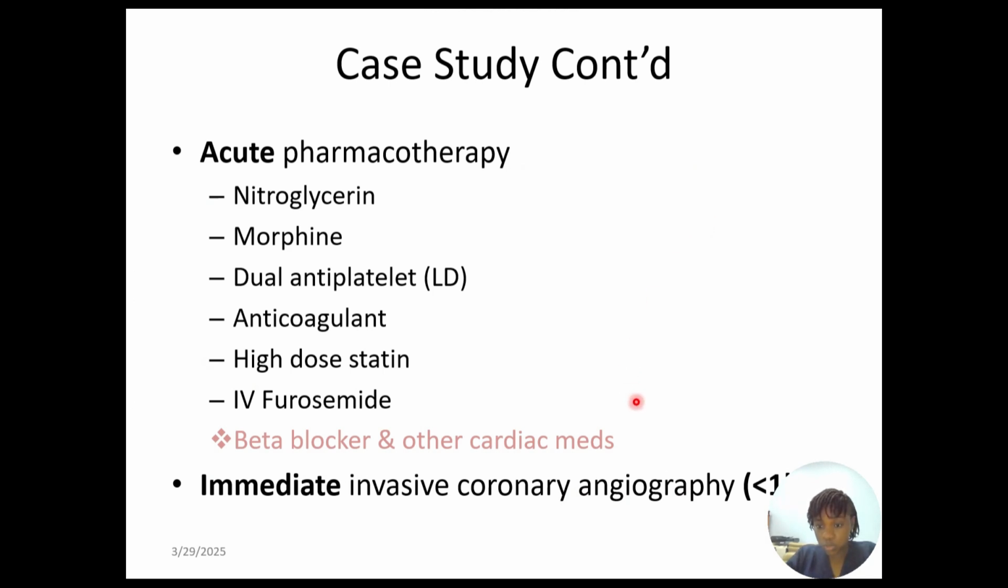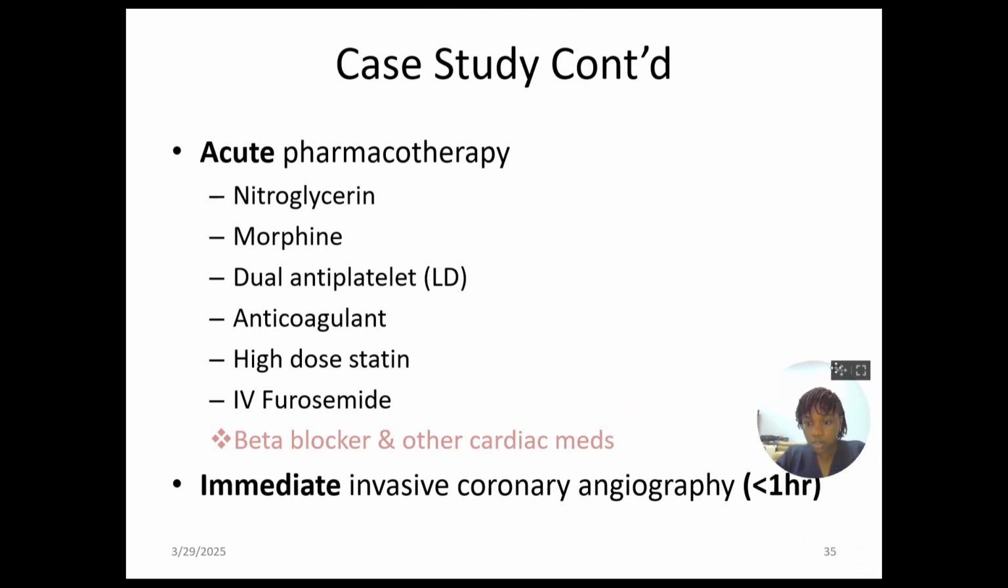Following the ECG diagnosis, he was immediately commenced on acute pharmacotherapy. He received nitroglycerin, morphine, dual antiplatelets, anticoagulants, and fondaparinux. He also received high dose statin and IV furosemide to help with the acute pulmonary edema.